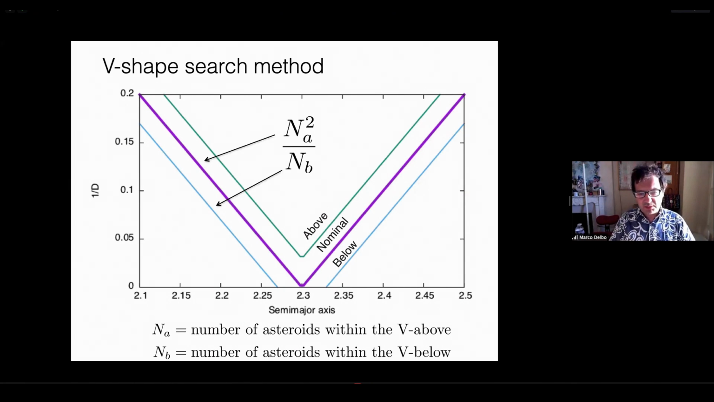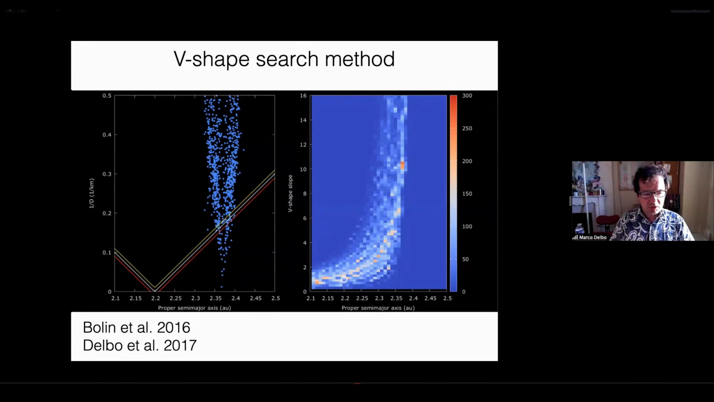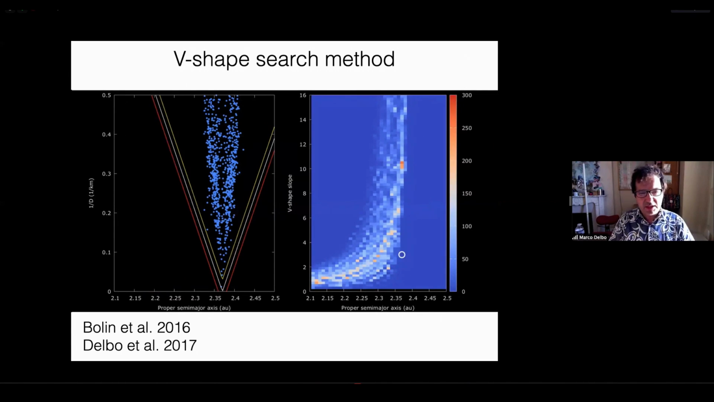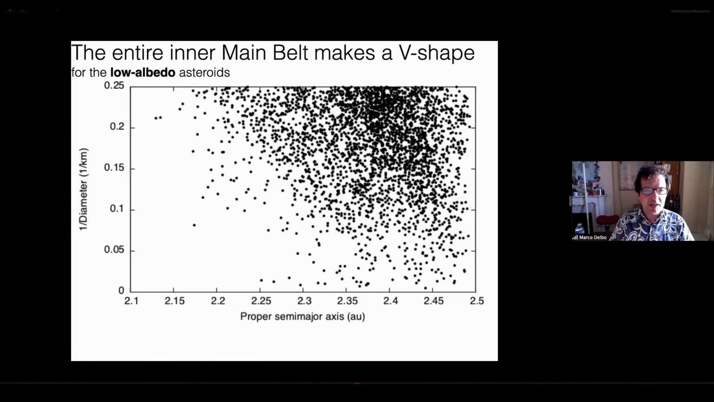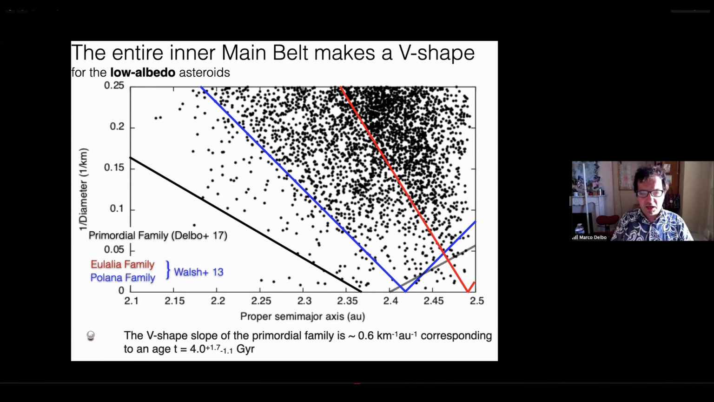So I think I will skip a little bit how we do this identification of V-shapes. You can find the paper by Bryce Bolin and by myself in 2016 and 2017, and I come directly to the point. So we have identified a series of V-shapes that were not seen before, and here's one. I can draw the lines just to guide your eyes. There are 3 V shapes here.